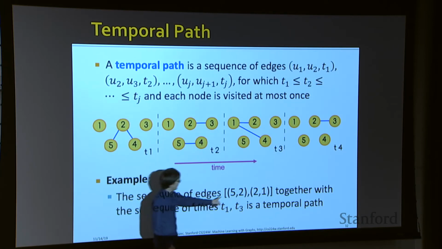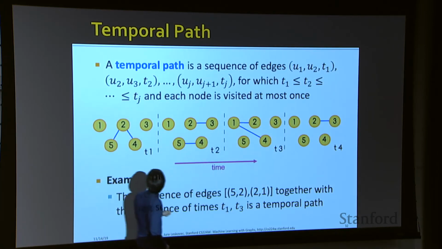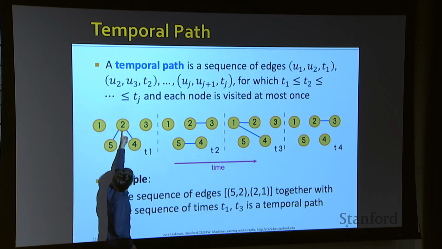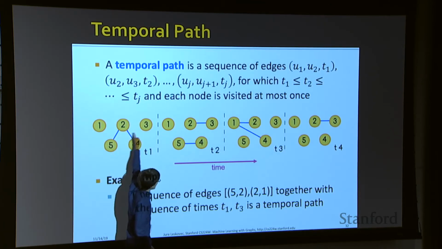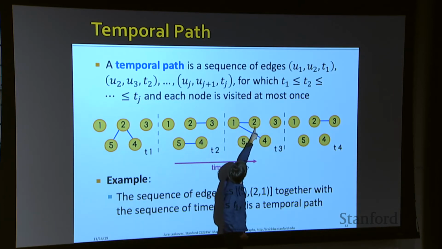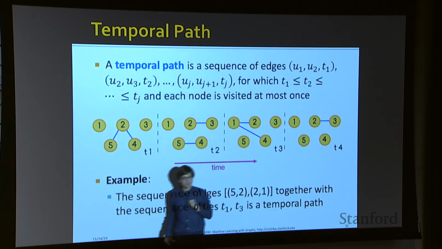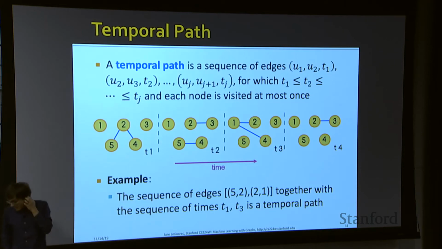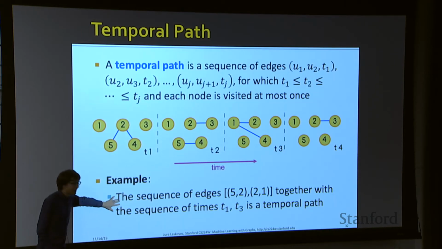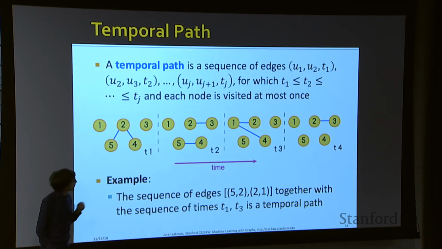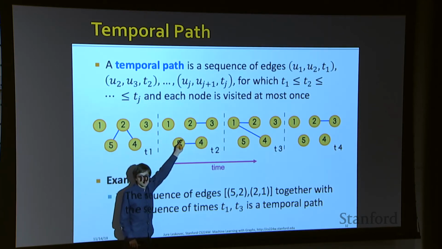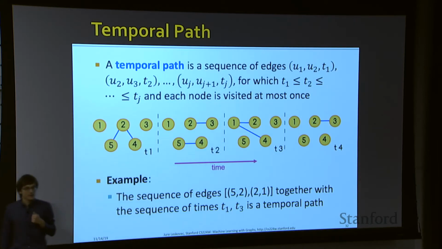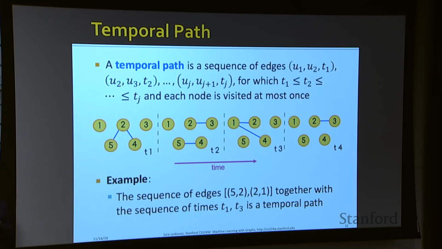So 5, 2, 2, 1 is a valid temporal path because I go from 5 to 2 at time 1. Now I wait two time points at position 2, and then I go from 2 to 1, and I completed the path. Okay, so this is a valid temporal path. Notice that when I come into a node, I can wait there as long as I want. I don't have to move at the next time. I can wait there. That's why this is interesting.